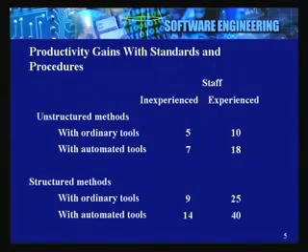Now, let us look at the key factors which influence an organization. On one hand, here is the staff. The staff he gets may be experienced or inexperienced. He may have tools and techniques which may be either ordinary or automated. He may have to use either structured methods or work in an unstructured manner. This last aspect, working in a structured manner, is the only one which is totally under the control of the manager.